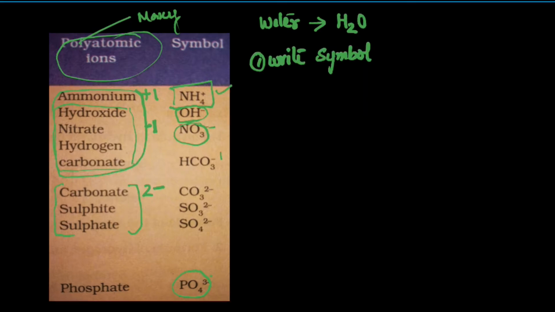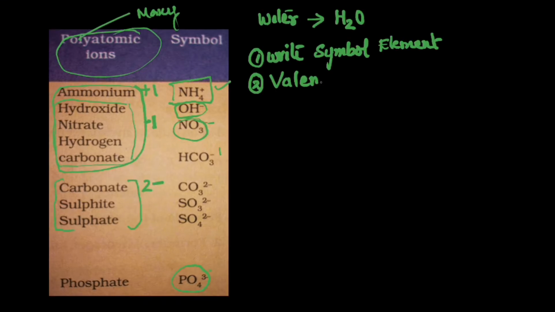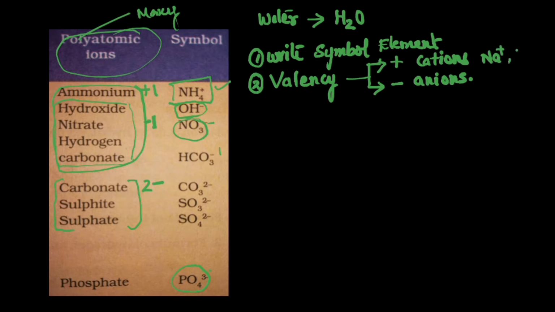Let us write first the symbol of the element, then the valency. Valency can be of two types, that is positive or negative. If it is positive, this is known as cations, negative, anions. Okay. Example, this will be sodium, Na+. Okay, the anion, chlorine, Cl-.